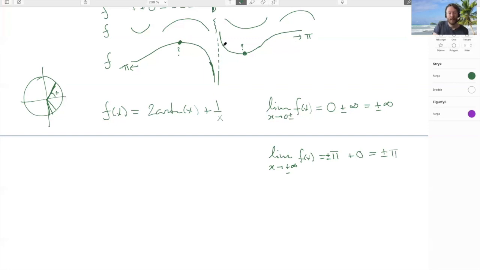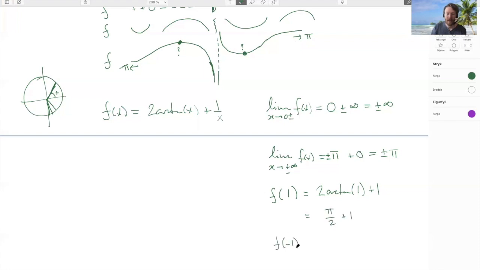And then finally, what values do we have here? We can now compute f at 1. So that's 2 arctangent 1 plus 1. Now, again, the arctangent takes the slope 1 and gives me the angle. So what line here has slope 1? Well, that's if the angle is 45 degrees, so pi divided by 4. So this is 2 times pi divided by 4, which is pi divided by 2 plus 1.